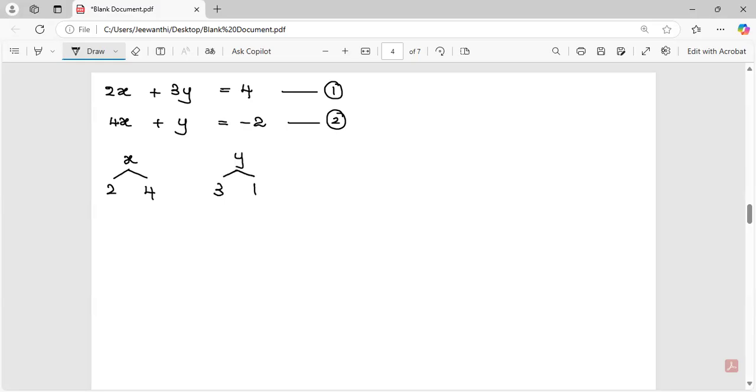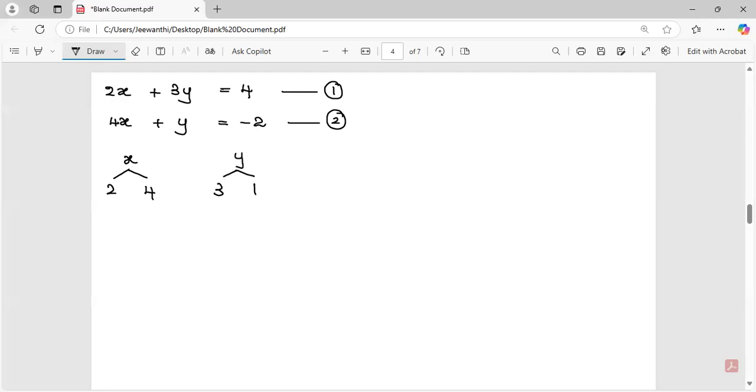Now just look at this, children. When you look at the coefficients, I can't figure out which one will be eliminated, because we have different coefficients, 2, 4 and 3, 1. In that case, what we want to do is convert one of the coefficients. We want to make them equal, right?